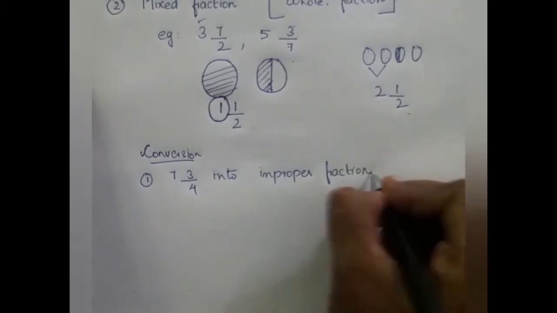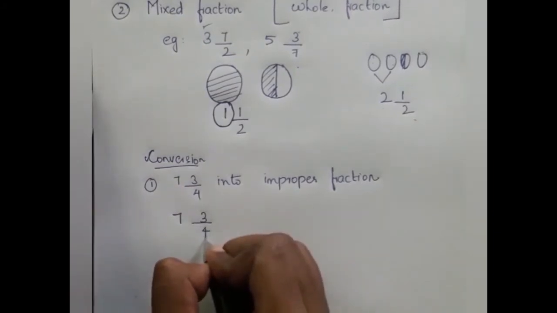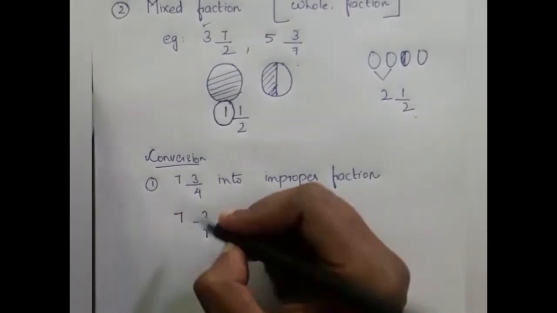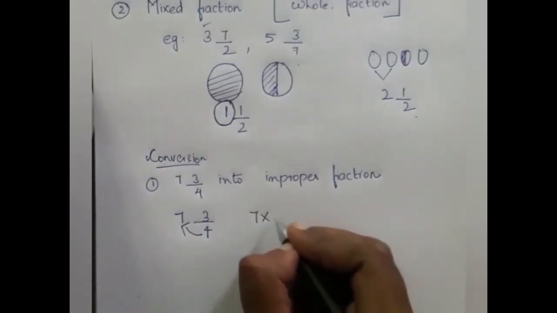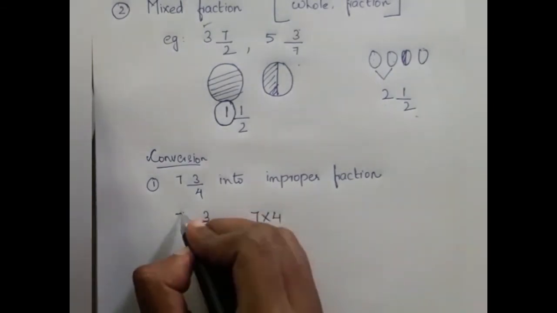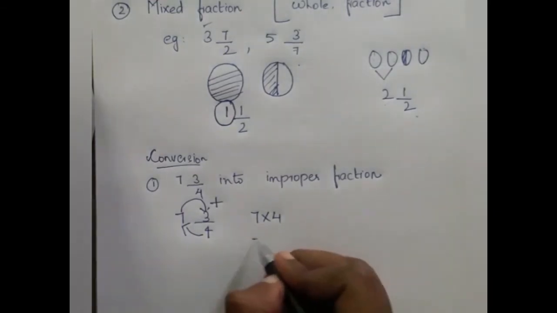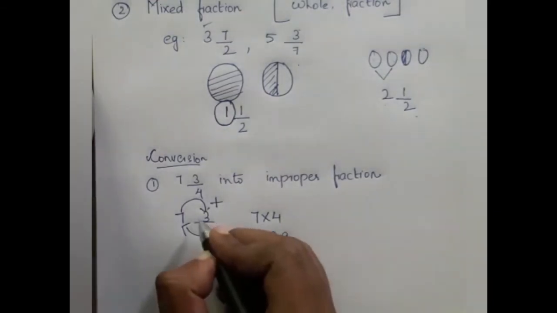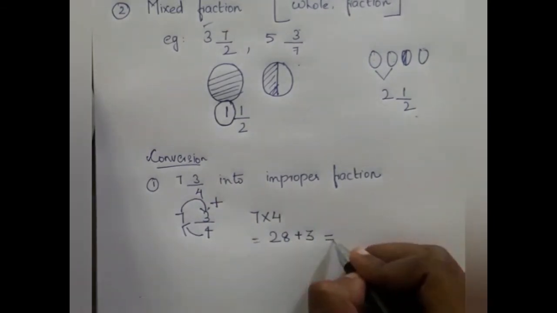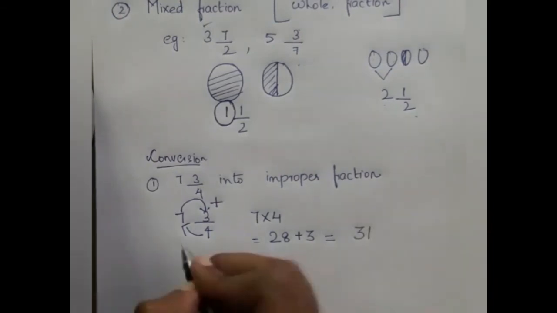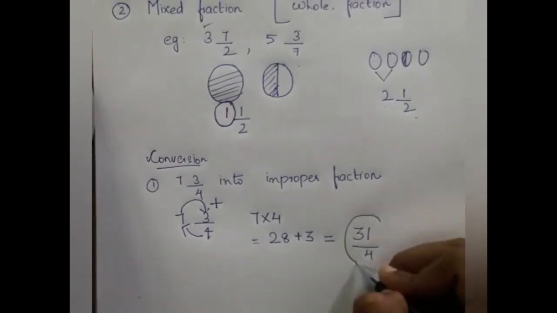So how will you convert this into improper fraction? 7 3/4. First thing you have to do is multiply this, that is 7 into 4. You have to multiply, and to the answer you get, add this number. So this is the way. 7 into 4, that is 28. To 28 you have to add this, plus 3. 28 plus 3, you got the answer as 31. The denominator, put the same denominator as our number, 4. So that this becomes an improper fraction.